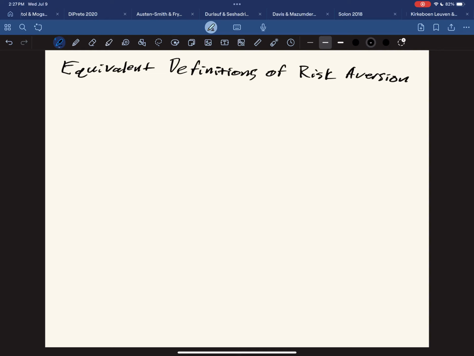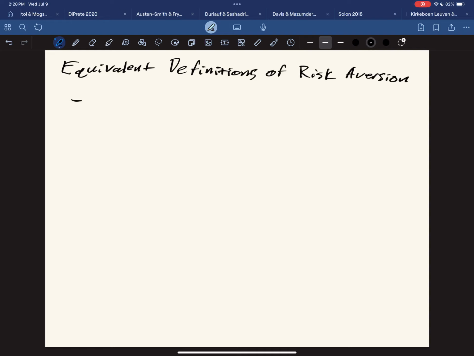So this gives us a new definition of risk aversion. We can define risk aversion in three equivalent ways. Three equivalent definitions of risk aversion. And you should be able to think about risk aversion through the lens of each of these definitions.